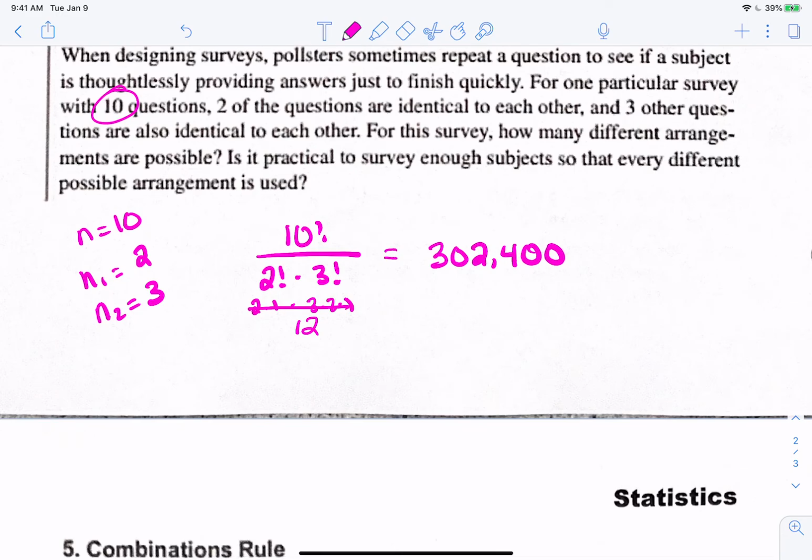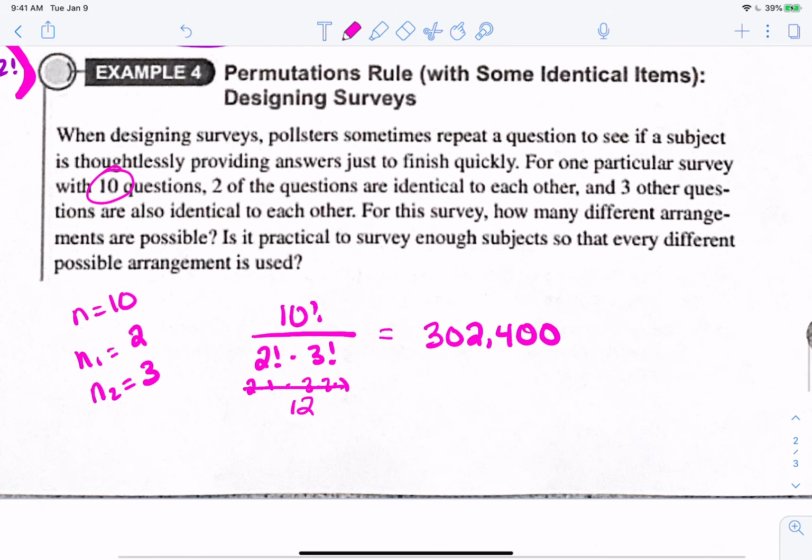What? Can you answer this? Just wait. Could be important though. 302,400. That's how many different surveys are possible.